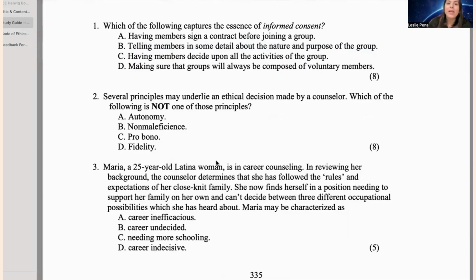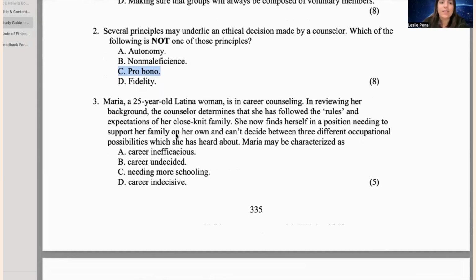Anyway, number 2, several principles may underlie an ethical decision made by a counselor. Which of the following is not one of those principles? So I believe that this is referencing the first 6 principles. I believe that you have to have the beneficence, non-maleficence, respect of autonomy, fidelity, that kind of stuff. So I literally just said 3 of them. The only one that I didn't say was pro bono. So that is not one of the principles, making this the answer. The other 3 are a big part of our decision-making process.